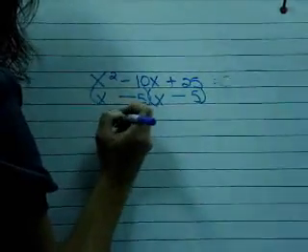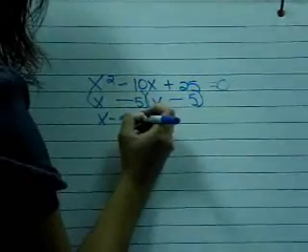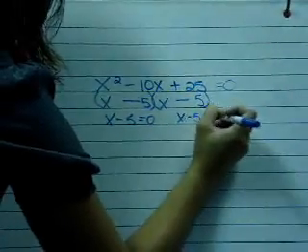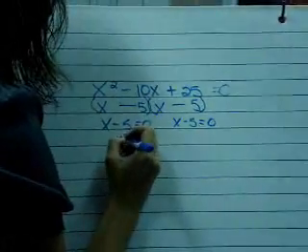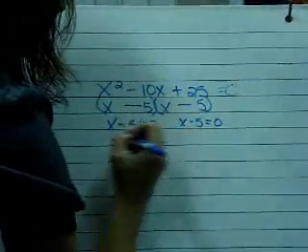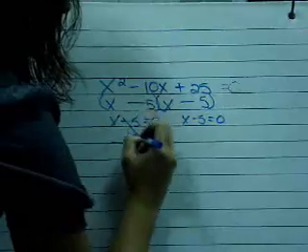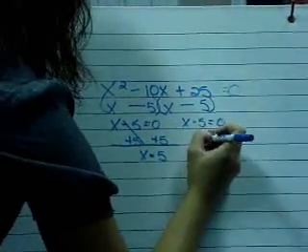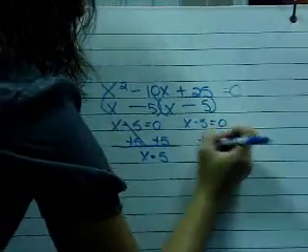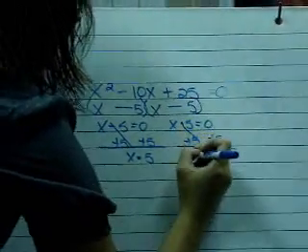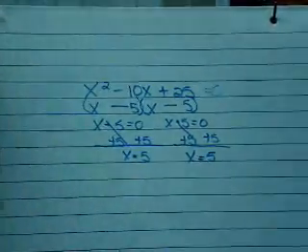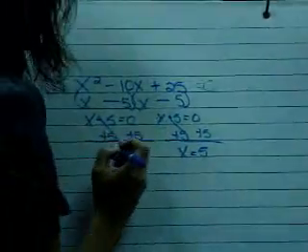Our next step will be to set each to 0. And coincidentally, we will get the same answer. And our answer for this factoring problem is x equals 5.